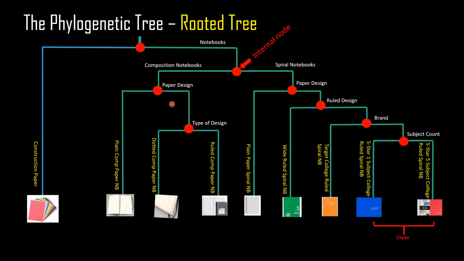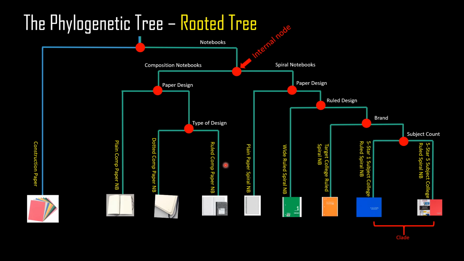The composition notebook side diverged further into plain composition notebooks and designed or detailed composition notebooks. The detailed composition notebooks further split into dotted composition notebooks and ruled or lined composition notebooks. Anagenesis would occur if one single type of notebook, let's say our ruled composition notebook, evolved within that single lineage over time. For example, the sizes or designs changed over the course of many years.